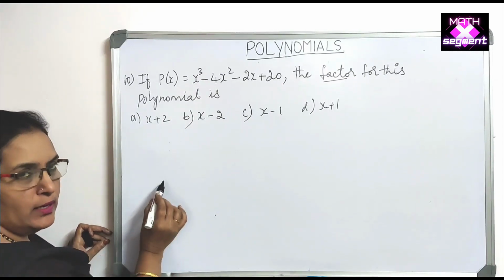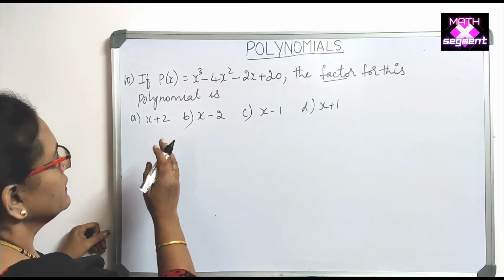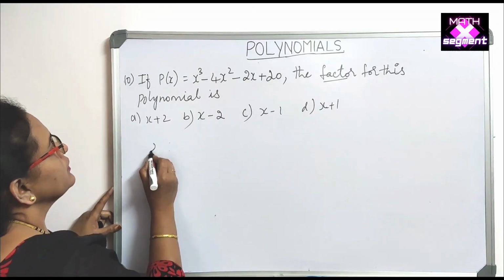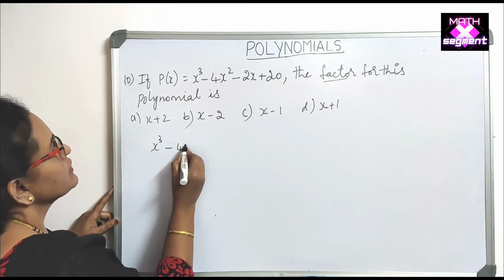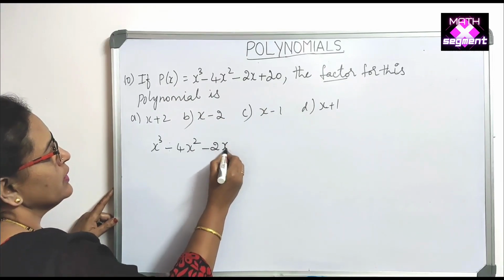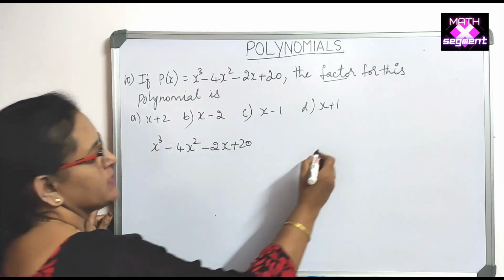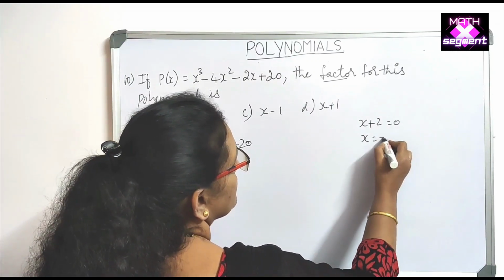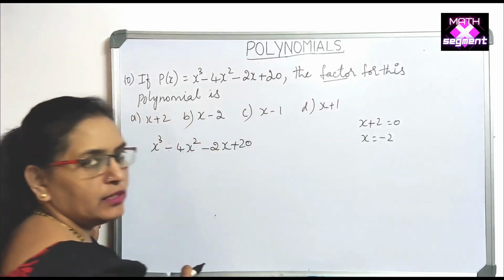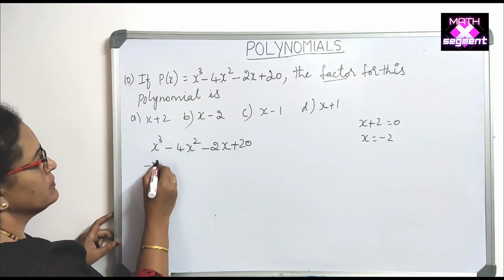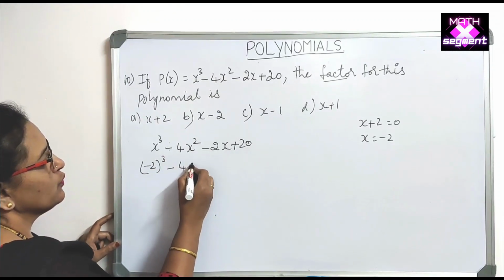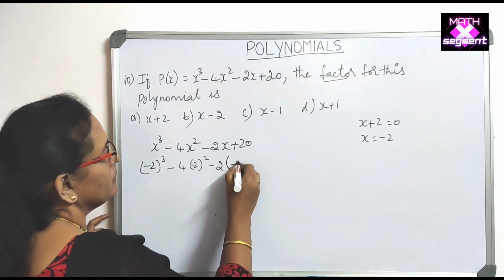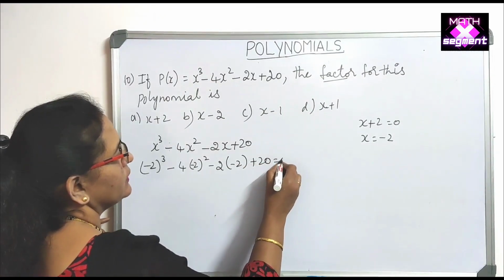So let us do it one by one and check if LHS is equal to RHS, then you can take this option as your right answer. Here p(x) is given as x³ - 4x² - 2x + 20. If I take the first factor, x + 2 = 0, then x = -2. So in place of x, I will take -2: (-2)³ - 4(-2)² - 2(-2) + 20 = 0.